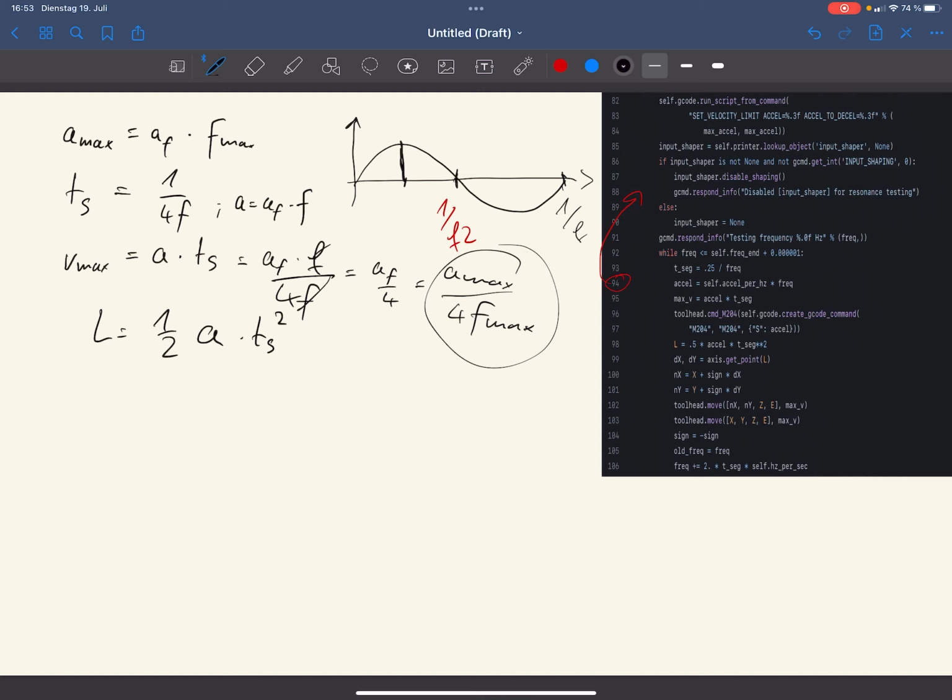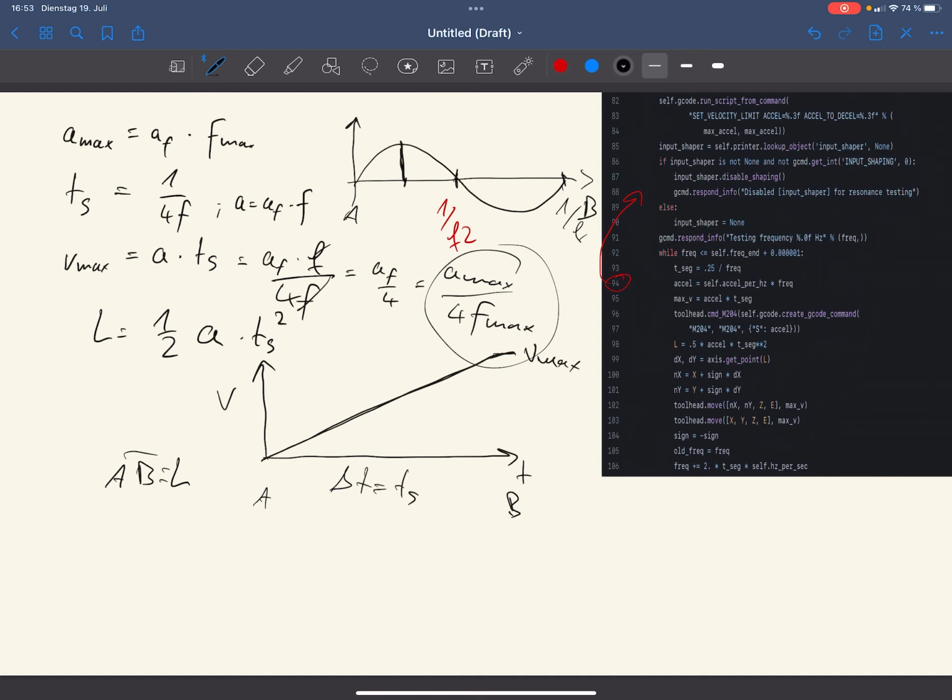So looking at this, we're going to move from, let's call this point A, this point B, it can be on any axis. So we move from A to B. This distance is L, and if we look at time, we're at point A, we're at point B at that time, this is the velocity, and if we would constantly accelerate, that would reach V max here after the time TS. That delta T is TS.